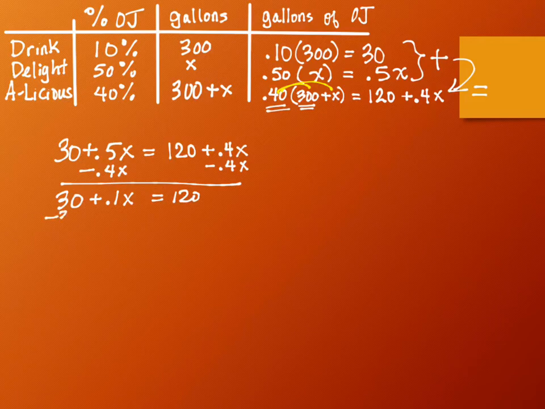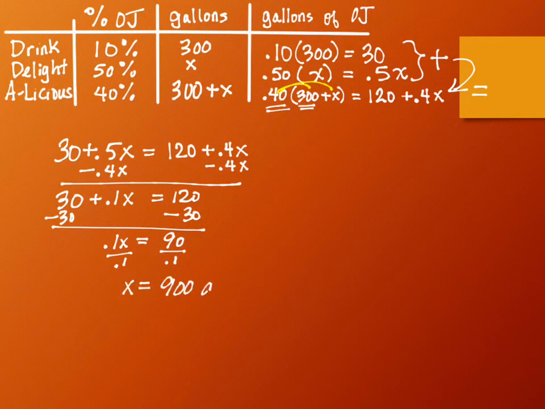I'll move my 30 now, which maybe you moved yours first. It doesn't matter, but either way. So now I have 0.1x. What's 120 minus 30? 90. And if I divide by 0.1, what will I get? Yeah, somebody said 900. This is gallons. Remember, we're doing word problems. We want units. Specifically, this is the number of gallons of what?